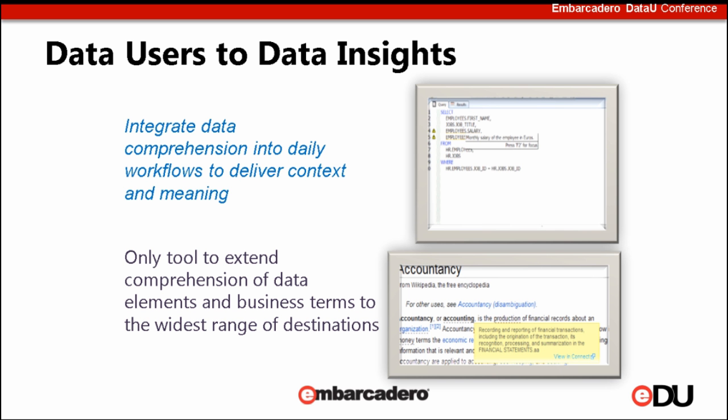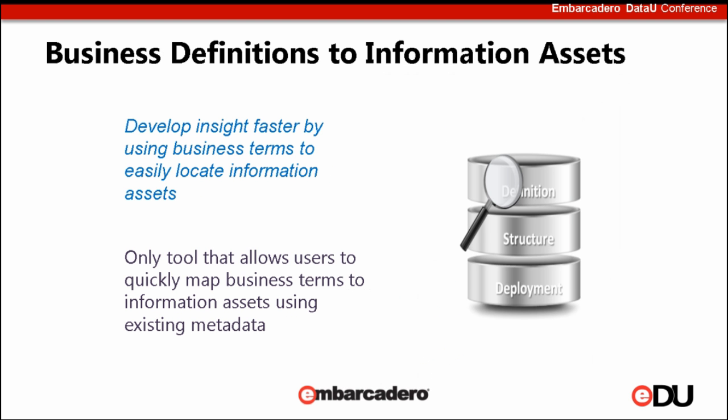It's really, again, we can extend the comprehension of data elements and business terms to the widest range. I can do this association of a business term all the way back, I think I said, to a column level within a particular database in terms of where I'm getting that information. And I can see where that term is being used across my enterprise. And then business definitions of information assets, and that's what I was referring to. The only tool that allows users to quickly map business terms to information assets using existing metadata.